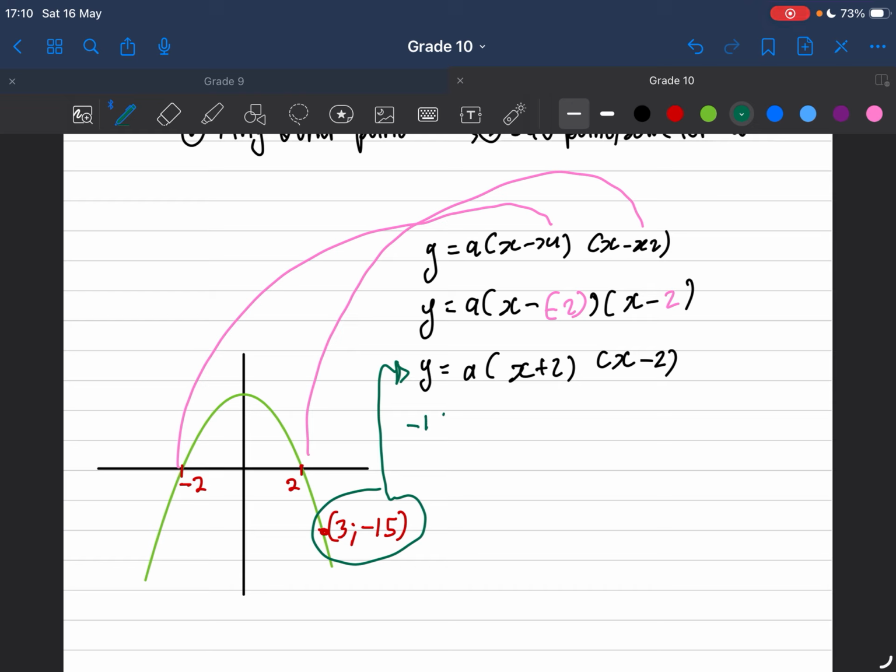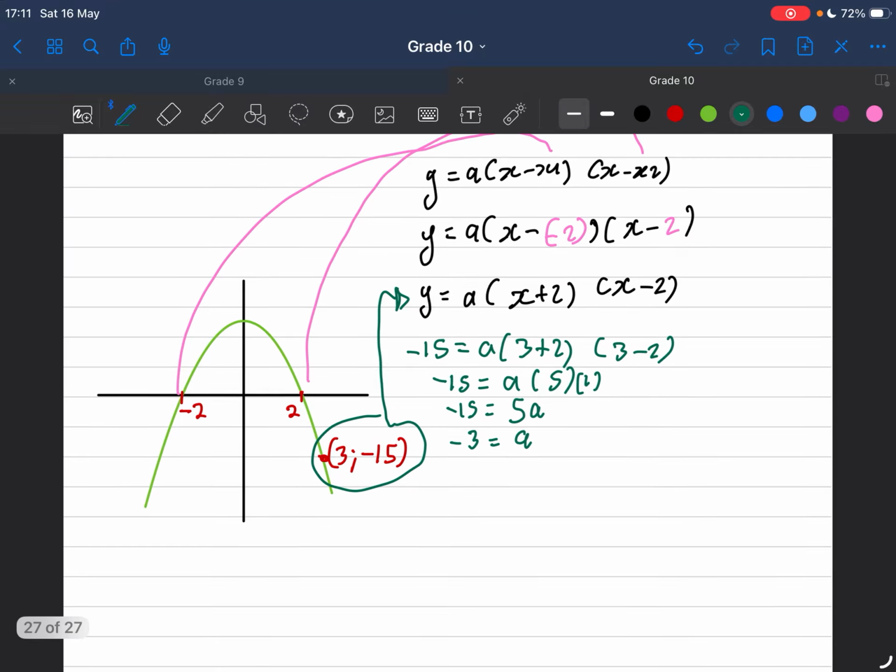Now your y value is negative 15 equals a into your x value is 3. So 3 plus 2 brackets, again your x value is 3, 3 minus 2 brackets. So we can say negative 15 is equal to a, 3 plus 2 is 5, and 3 minus 2 is 1. So negative 15 is equal to a times 5 times 1, which is 5a. Divide both sides by 5. a is equal to negative 3.